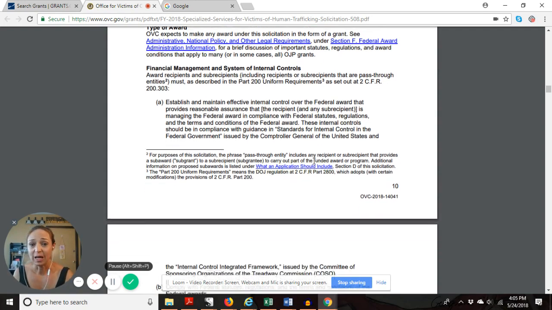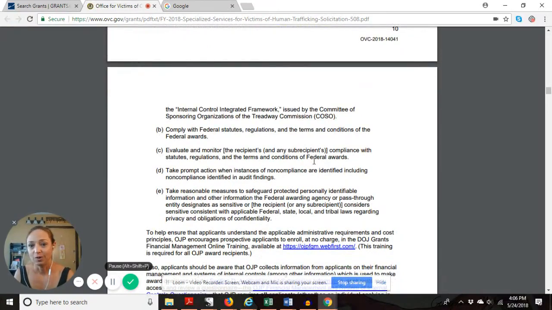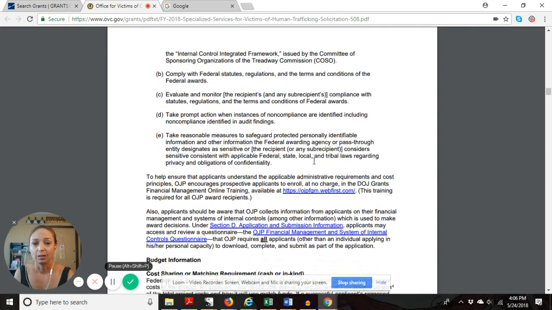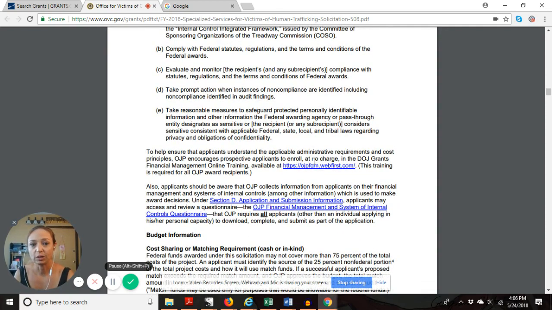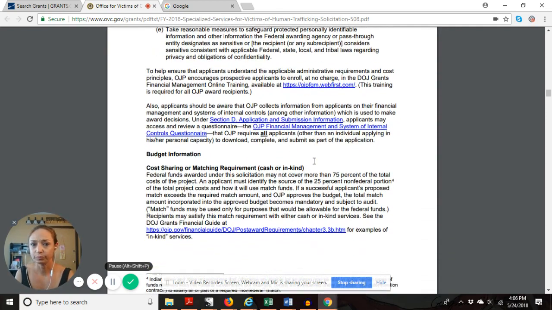Here, they're really telling you financial management and system of control, internal controls. Very fleshed out in this application. They have 5 components here that they're telling you what they need. And it's just very clear, so you can go through this.